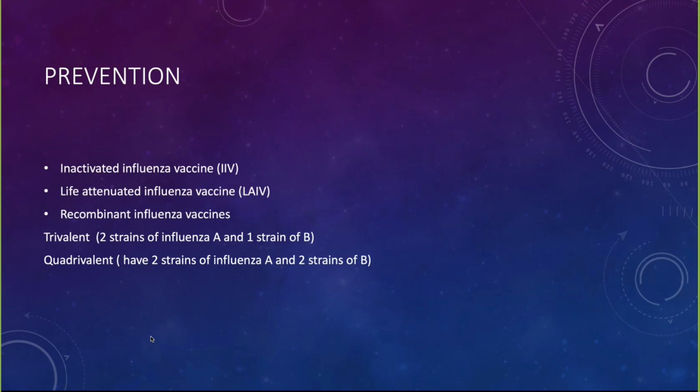Prevention, of course, is the vaccine. It's important to be familiar with the types of vaccines that are out there so you understand this concept better, because the patient will be asking you. For influenza, the ones that we use the most are trivalent and quadrivalent. The trivalent has 2 strains of influenza A and 1 strain of influenza B. Quadrivalent has 2 of A and 2 of B.